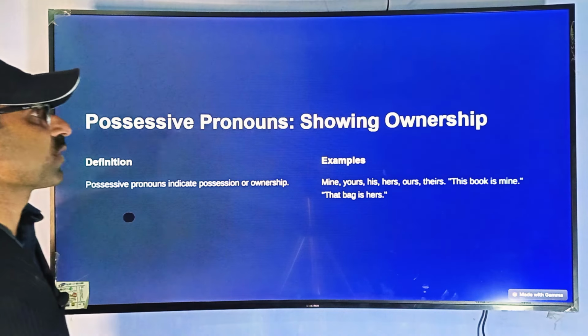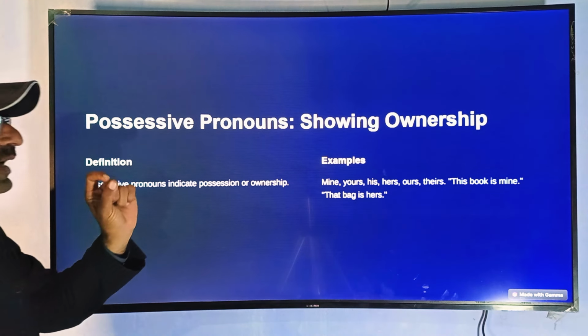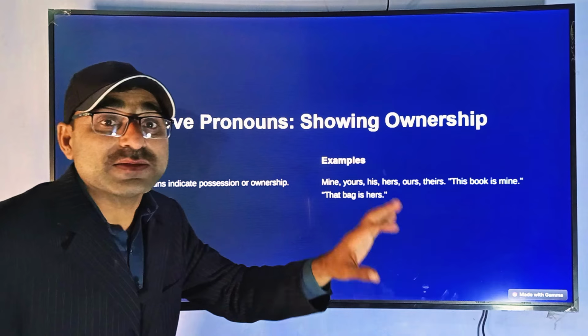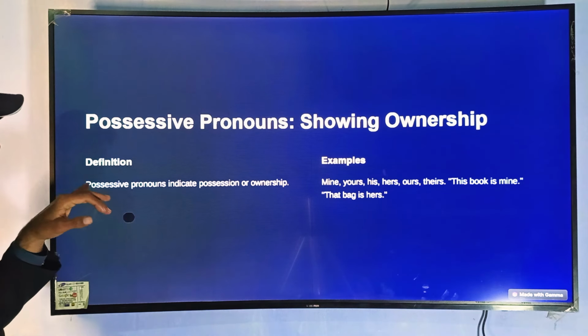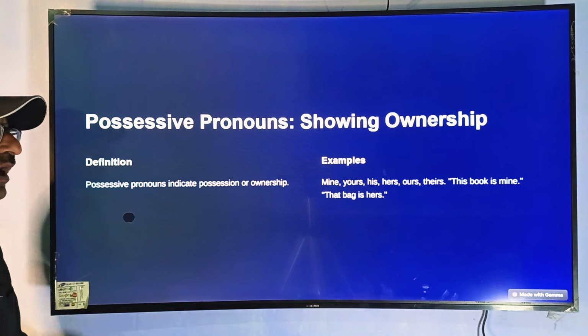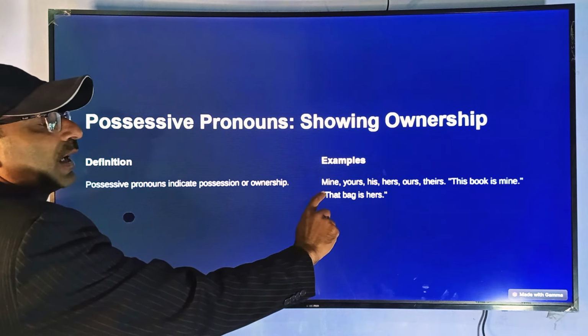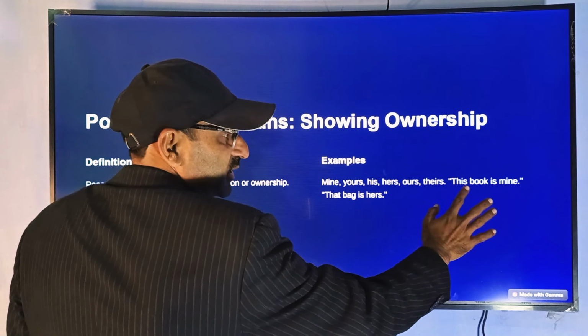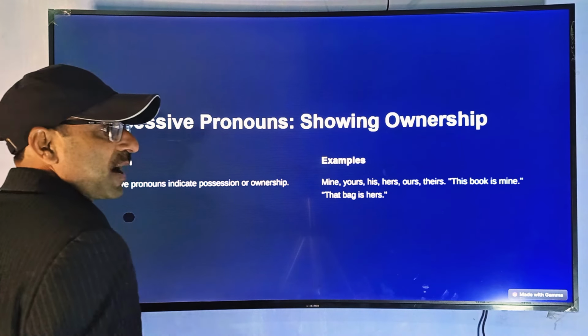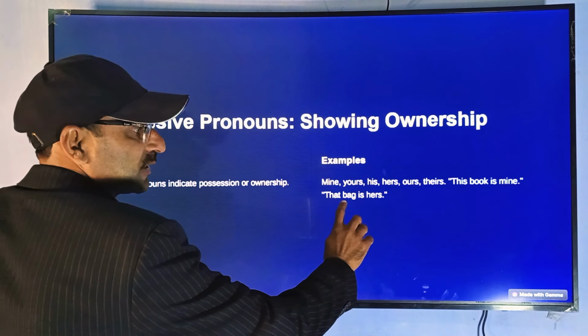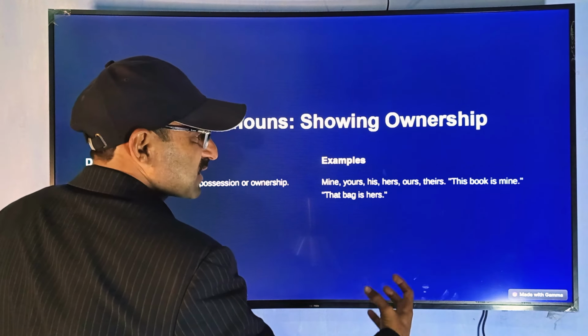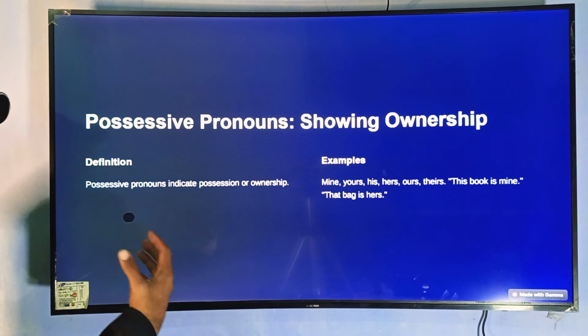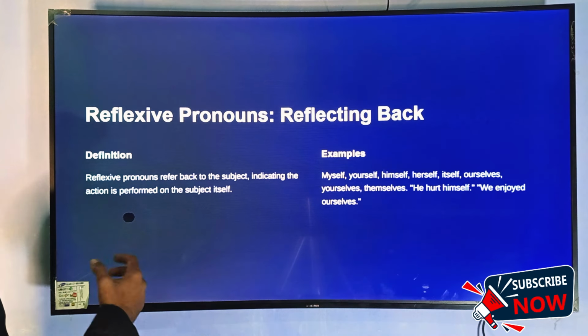Possessive pronoun, showing ownership. Possession means ownership. Possessive pronouns indicate possession or ownership: mine, yours, his, hers, ours, theirs. This book is mine. That bag is hers. This is called a possessive pronoun, which shows ownership.